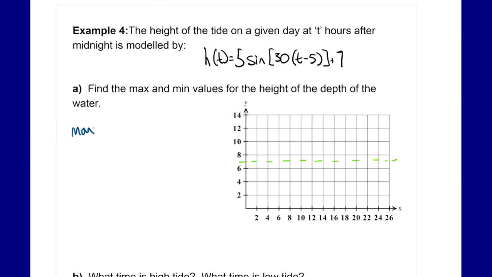We also do know that our maximum is equal to our C value plus the absolute value of A. In this case, our C value is 7 plus 5 gives us 12. And then for the minimum value, it's the C value minus the absolute value of A, or 7 minus 5, or 2. So the maximum height and the minimum height is going to be 12 and 2, respectively.